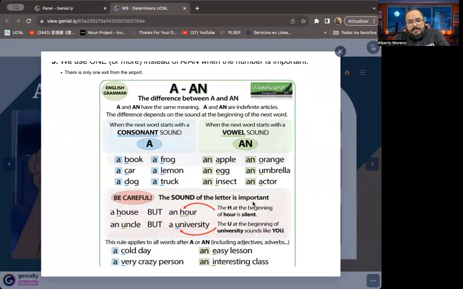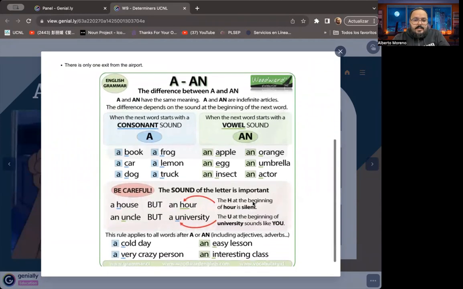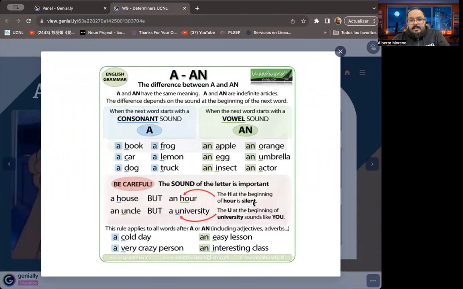Ahora, ¿hay excepciones? Sí. ¿Cuáles son las excepciones? La excepción es con la H y con la U. Utilizamos a sola cuando la H suena como J, y utilizamos an cuando la H no tiene sonido. Por ejemplo, a house, an hour. En la primera la H suena como J, house, y en la segunda no tiene sonido, es muda.